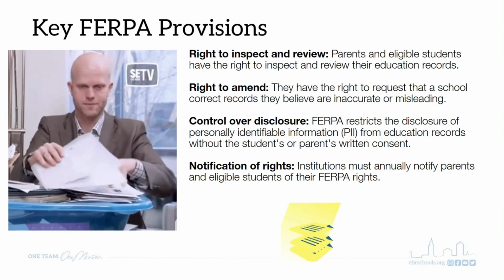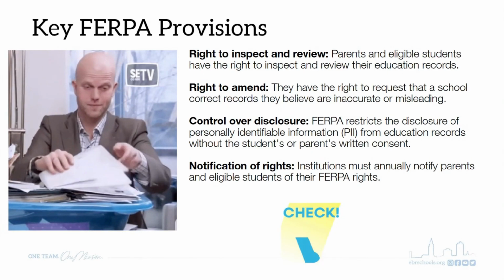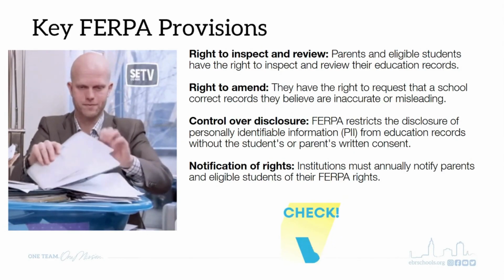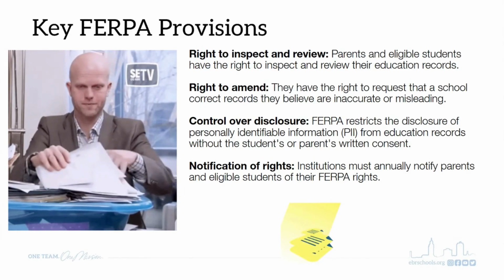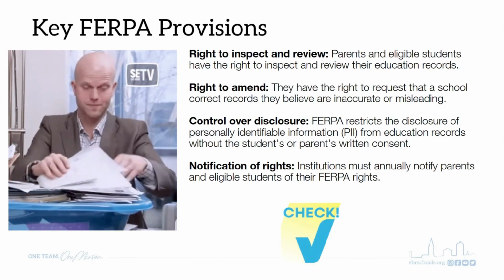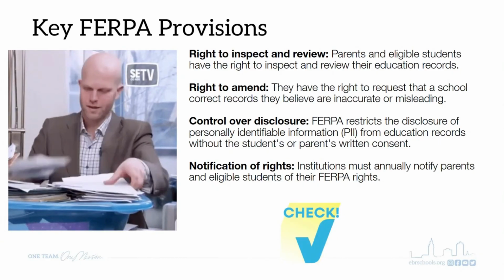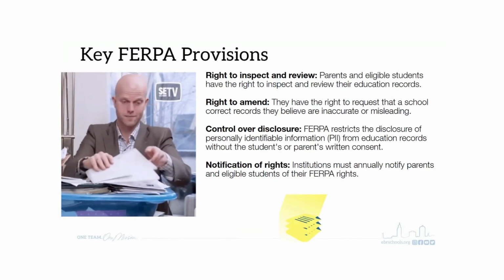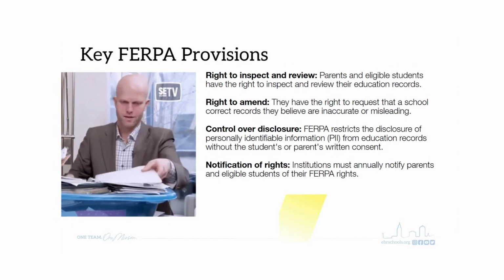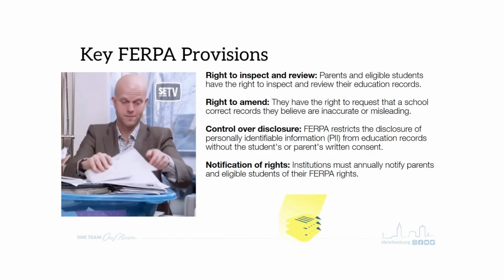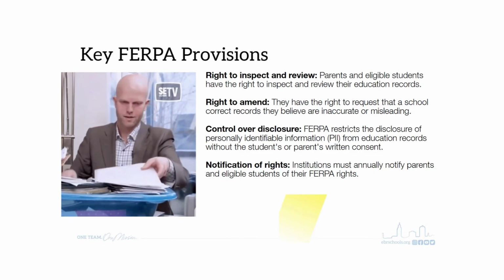Third, control over disclosure. FERPA restricts the disclosure of personally identifiable information, or PII, from education records without the student's or parent's written consent. And last, notification of rights. Institutions must annually notify parents and eligible students of their FERPA rights.